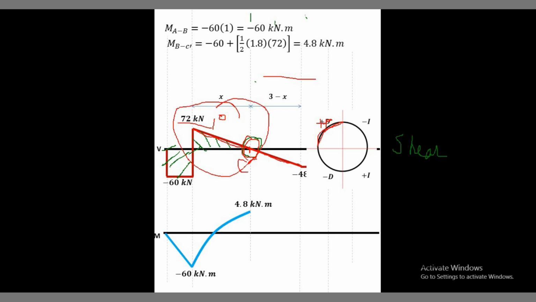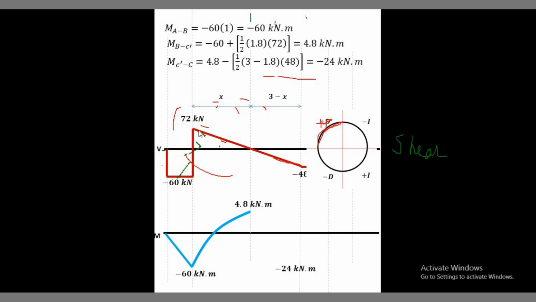So, moving further, nag-stop ako kay 4.8 at C prime. So, if I'm going to determine now the moment from C prime to C, my answer is negative 24. So, andun siya. Again, paano ko ulit i-connect si 4.8 at saka si negative 24? From C prime, then this is C.